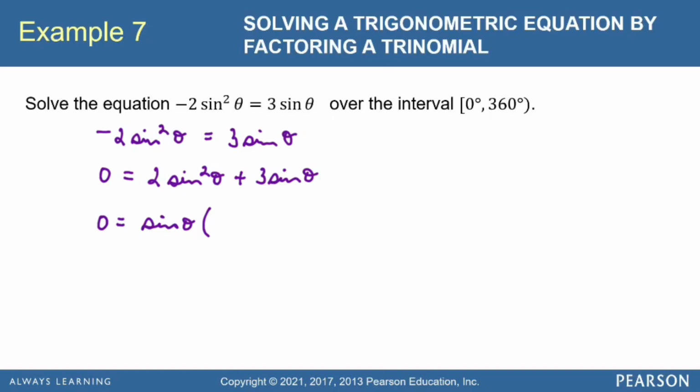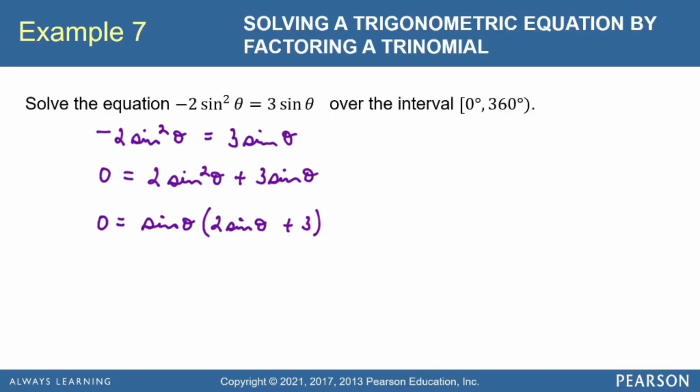So we have to ask ourselves, sine of theta times what would give us this term? And we would need sine of theta times 2 sine theta to produce this term. Then we have a plus sign. And sine of theta times 3 would produce this term. And so you can always check mentally, just see if you can distribute what you factored out and get back to your original expression. And of course we would.